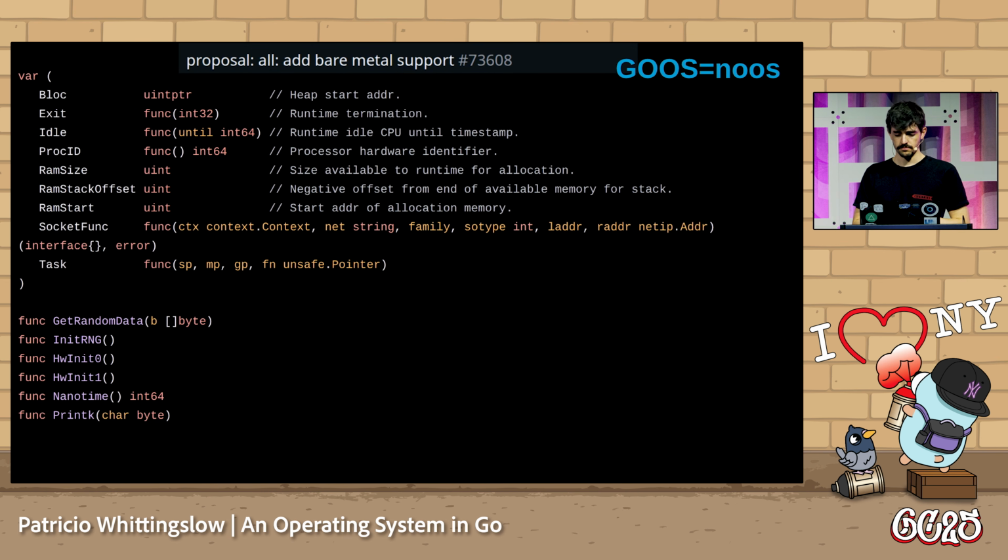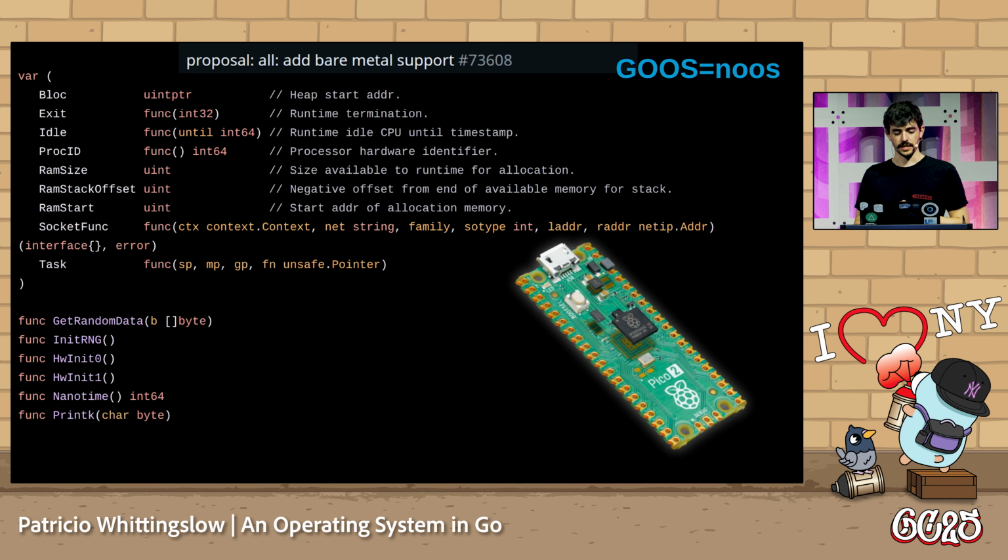This is the proposed API. So it would let us integrate the Go runtime into any freestanding environment, bare metal or OS supported. For example, a Raspberry Pi Pico. So that little black square you see on it is the microcontroller unit for which we are compiling. I'll just call it MCU. It's a CPU for all intents and purposes. These variables and functions would be linked at compile time by the user when the GOOS is noos environment is set.